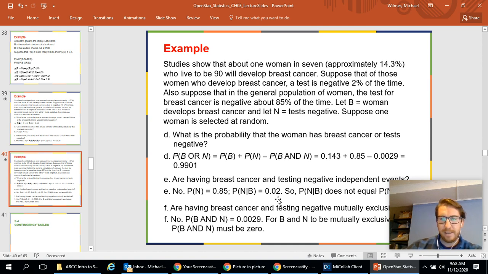Are having breast cancer and testing negative mutually exclusive? That's asking, is there an overlap between breast cancer and a negative test? The answer is no, they're not mutually exclusive, because they're not separate. They have a little bit of an overlap. For cancer and a negative test, yes, there is 0.0029 of the people, so about 0.29% of the people out there that have cancer then get that false negative test. In order for these to be mutually exclusive, the intersection of these must be 0.